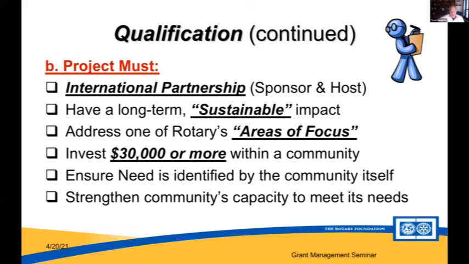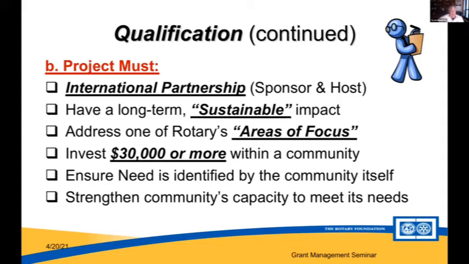Has to fit into one of the Rotary's areas of focus. This used to be 6 areas of focus. There's now 7. Show those in a minute. A global grant has to mean a minimum of $30,000. It can be much more, but it has to be a minimum of $30,000. I'll show you more about how to fund that in a minute, but you can't do a $10,000 global grant.